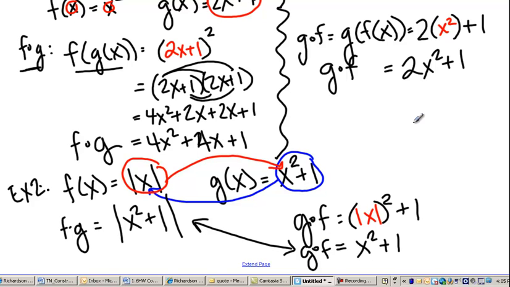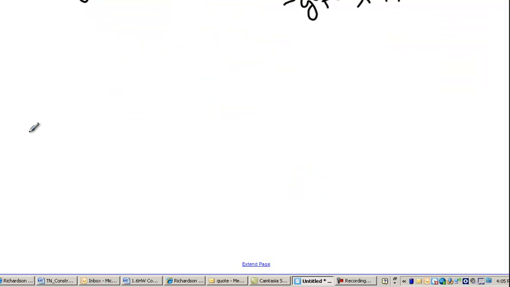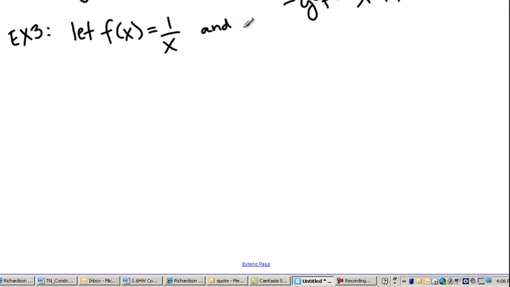This is going to be getting us working into finding different domains for these types of problems, and this next one's going to be kind of a doozy, so make sure you have a lot of room. On this one, we'll have a lot of practice tomorrow. Okay, so this will be example 3. We're going to let f of x equal 1 over x, and we're going to let g of x equal 1 over x minus 2, plus 1.